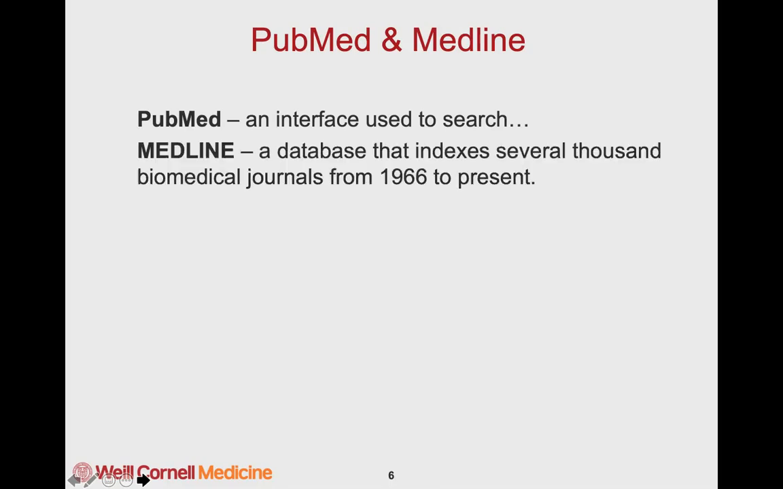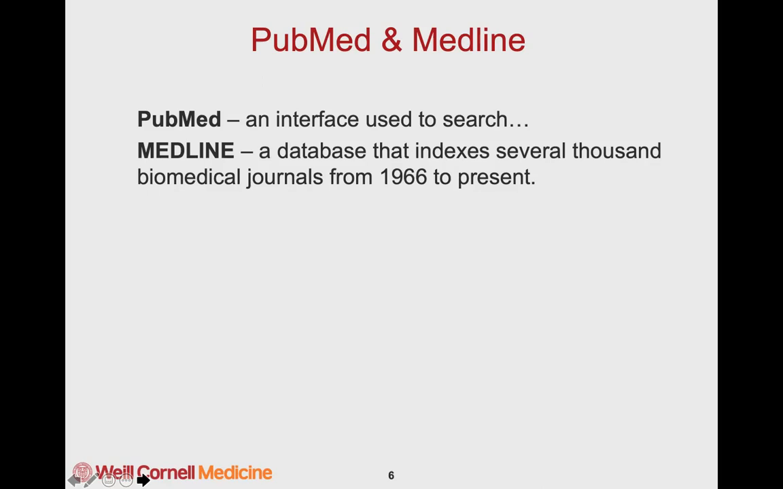So there are two important components of PubMed. PubMed itself is the search interface, and PubMed searches Medline. Medline is a database run by the National Library of Medicine, and it holds more than 27 million references to journal articles in the life sciences with a concentration on biomedicine.